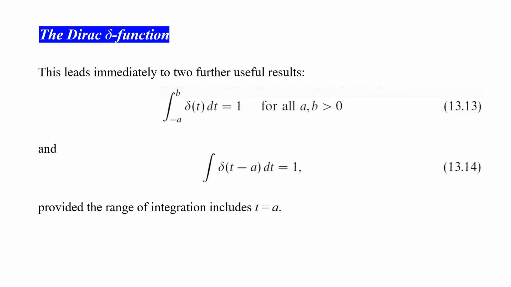This leads immediately into further useful results. You have the integral of delta of t dt equal to 1 for all a and b greater than 0, and you have the integral of delta of t minus a dt equal to 1, provided that this integration includes t equal to a in the range.